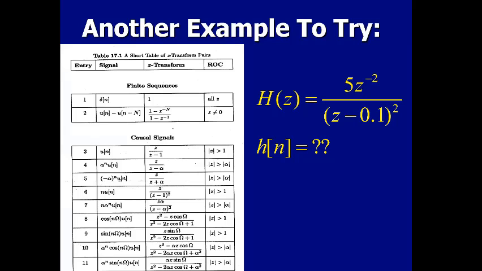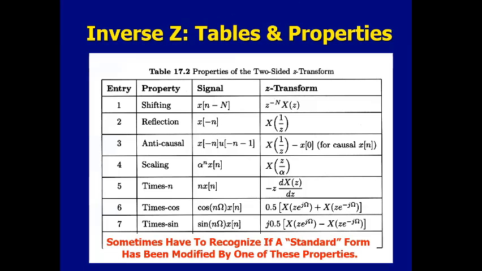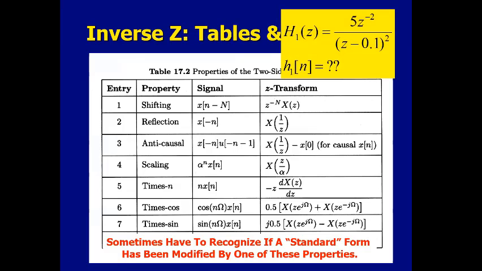This time we can go looking in the table to see if we can find a match. And again, the best match we have is the one we found before, but the numerator is off. So we look in the properties to see if there's some manipulation on the signal that would result in some additional power of z in the numerator, either added or subtracted. And we notice that that is the shifting property: if we shift by capital N, then we multiply our z transform by z to the minus N. And so we could recognize that our transfer function has a time shift in it.